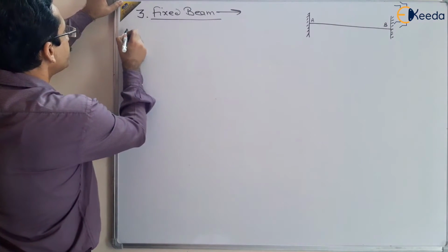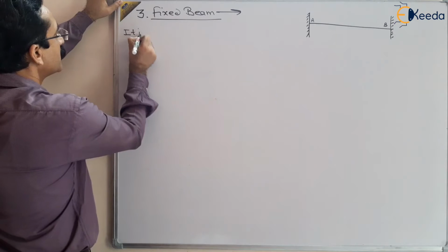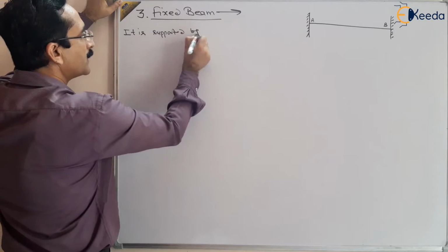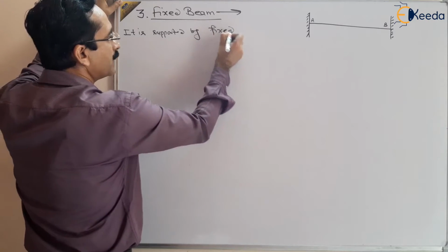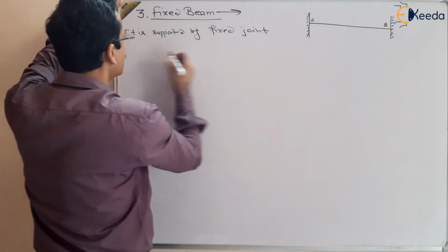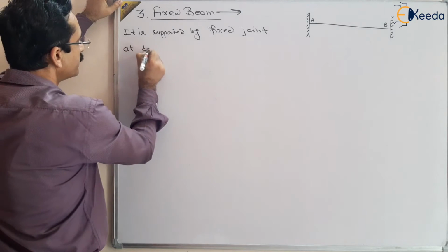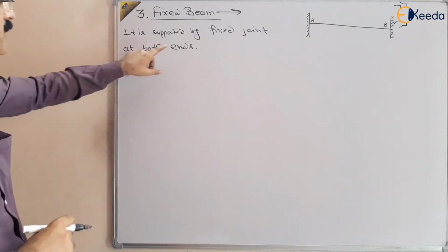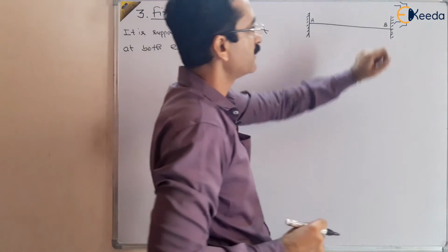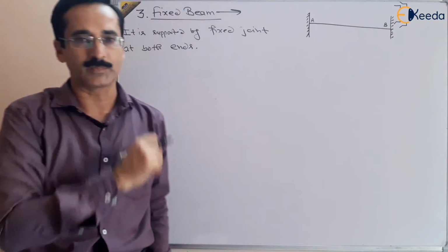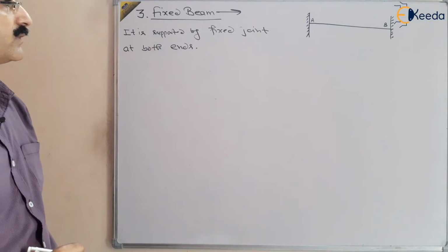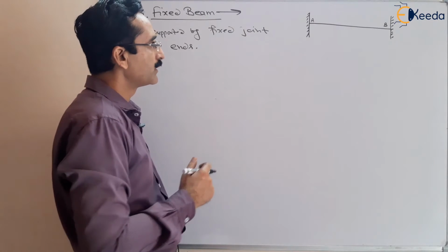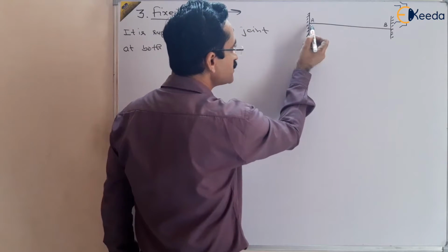So it is supported by a fixed joint at both ends. It is supported by a fixed joint here as well as here. So that type of beam is called a fixed beam, right? Now we want to see how many reactions are there in this beam. You can see here, this is a fixed support.